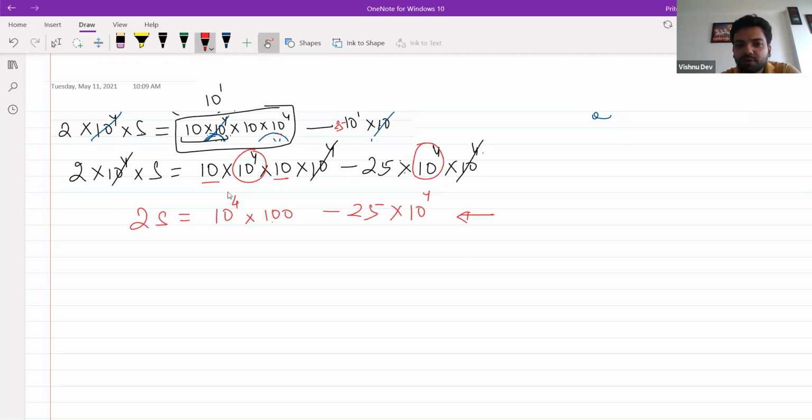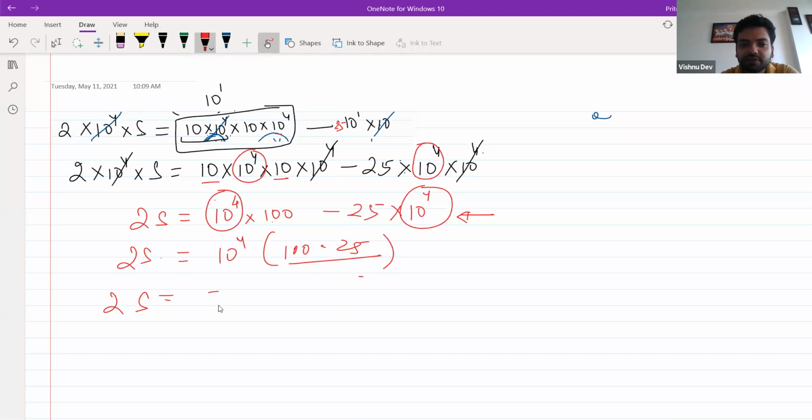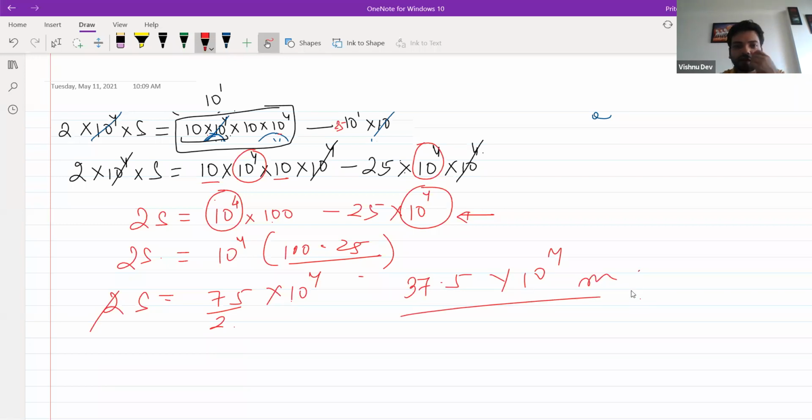Now we take this 10 to power 4 common from both the terms. So we get 100 minus 25 for 2s. So now we get 2s as 100 minus 25, that is 75 into 10 to power 4, and we divide by 2. So we get 37.5 into 10 to power 4 meters. I hope this is understood now to all. Yes, sir. Okay.